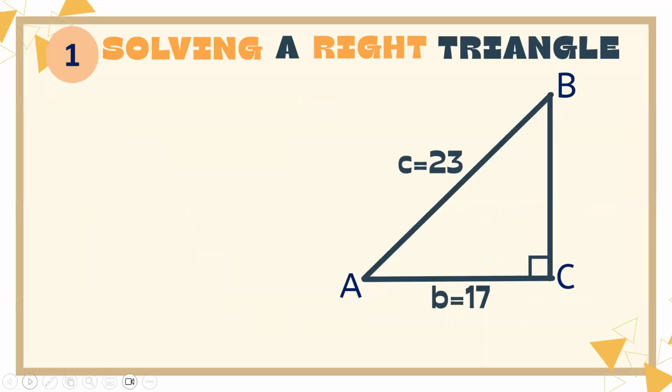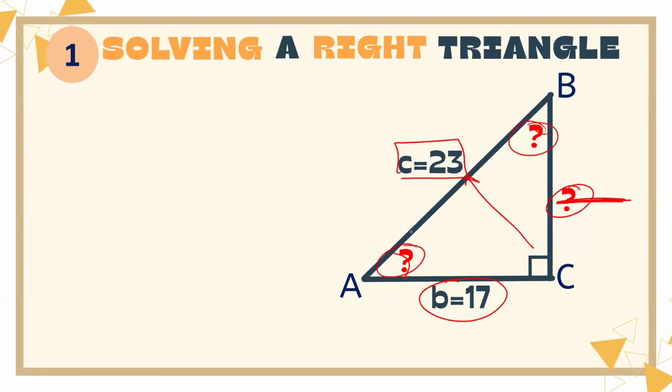Now, let us try this particular example. In this example, we have the length of the hypotenuse, because it's opposite the 90-degree angle of the right triangle, and the length of one leg. So how do we solve the length of the other side and the angles of your right triangle? That's what we will learn today. To determine the length of the side of the right triangle and the angles, we will first use the Pythagorean Theorem.